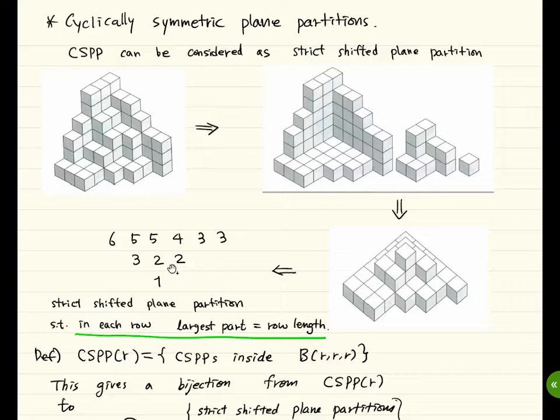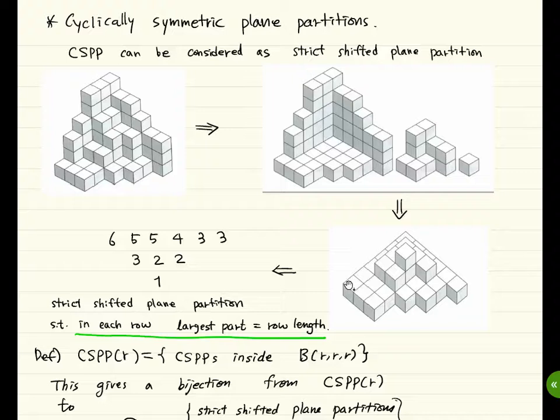So for instance, even though their ending parts are the same, because of this shifted business, this one is smaller than 2. So we always have a strict inequality. And also, because this is cyclically symmetric, if you rotate this part this way, we must have this part. What does that mean in here? So this must be equal to this. What does that mean?